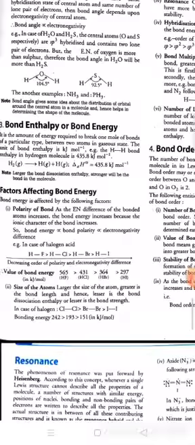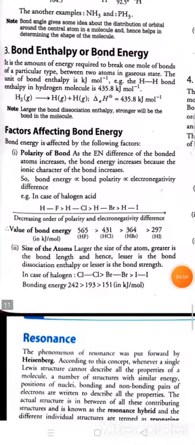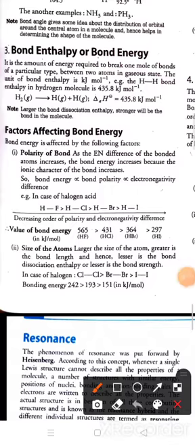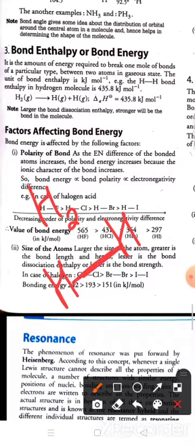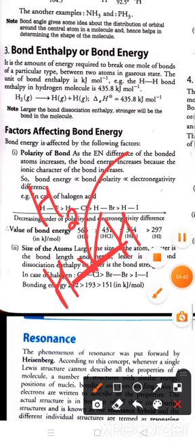Now, bond enthalpy or bond energy. Bond enthalpy is the amount of energy required to break 1 mole of bonds of a particular type between two atoms in the gaseous state. That means if this is an H2 molecule, a single bond is present between these two hydrogen atoms. When you break this bond, you need some energy. That energy is called the bond enthalpy, and you denote it by delta H.